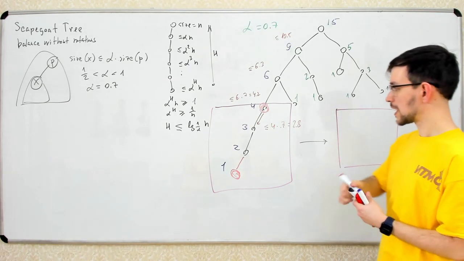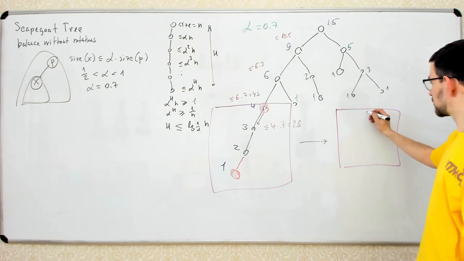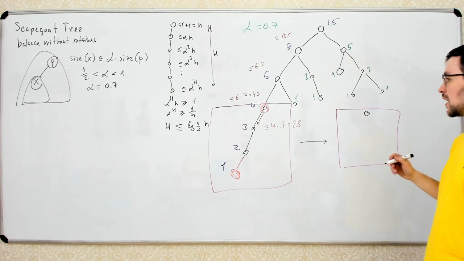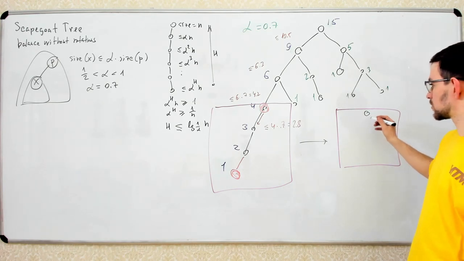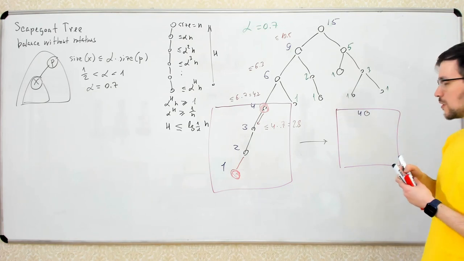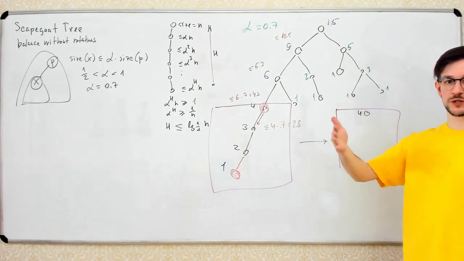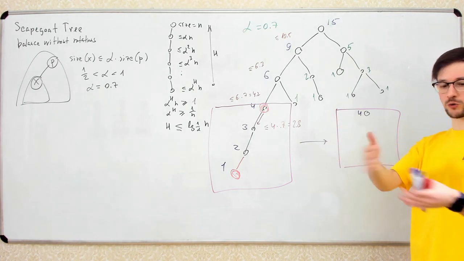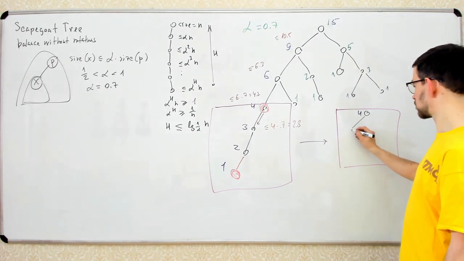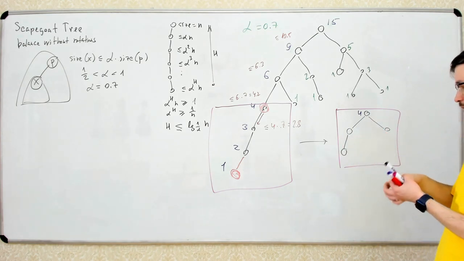So we take four nodes. How to build a perfectly balanced binary search tree of four nodes? Well, we take a root. The root must have size 4. And now we need to put three more nodes. Let's split them evenly. So we split, for example, two nodes to the left, one node to the right. So let's put two nodes here and one node here. And here we have one node here.